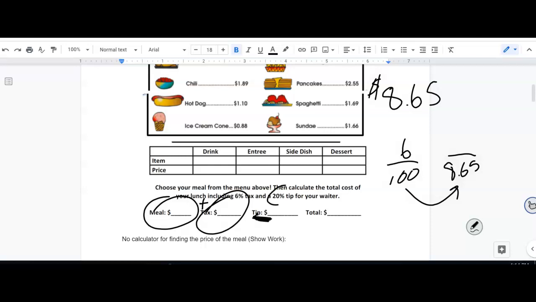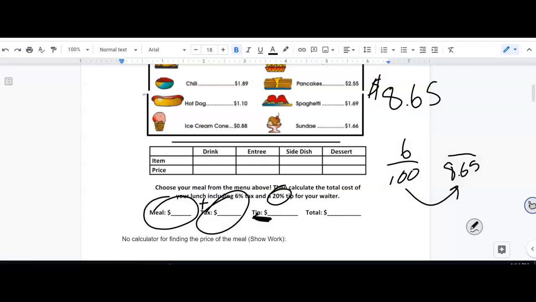Our tip is 20%. Maddie, for this total? Oh, yeah, everyone's is different. I just made something up. We all ordered something different. I didn't order anything. I just made a number up. Okay. So that's how you find your tip. To add everything up, you would take your meal price plus your tax plus your tip price. That gives you your total amount of money.